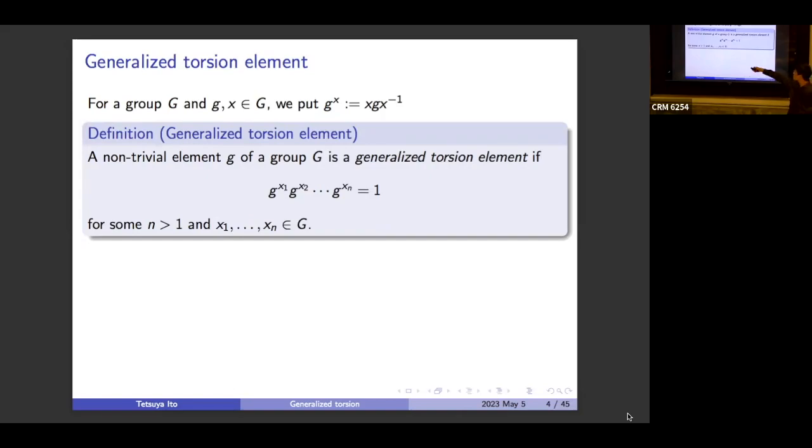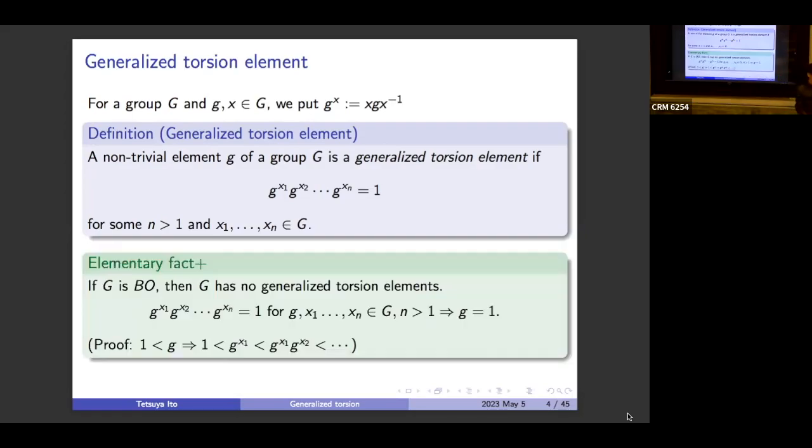A non-trivial element z of a group is a generalized torsion element if the product of g_1 z g_1^{-1} up to g_k z g_k^{-1} is 1. Here g_i z g_i^{-1} is not a power, but a conjugate. So it means that some product of conjugates is equal to 1. This is a counterpart of torsion freeness for the bi-orderability case. Namely, if a group is bi-orderable, then it has no generalized torsion element.